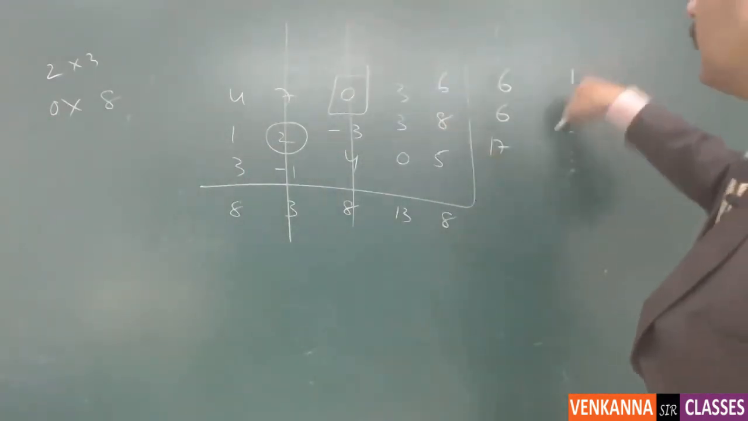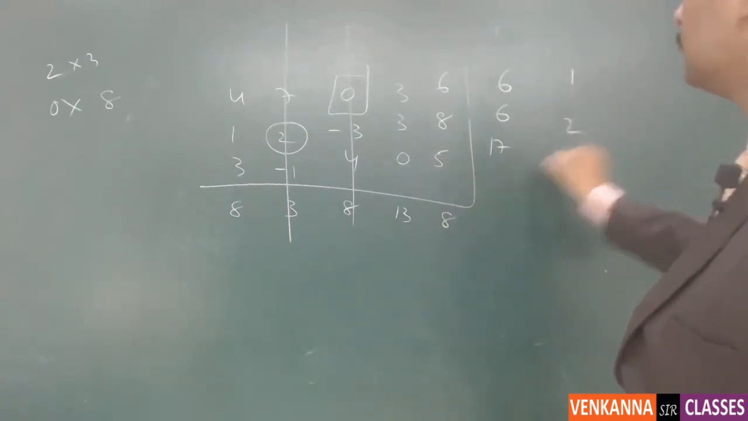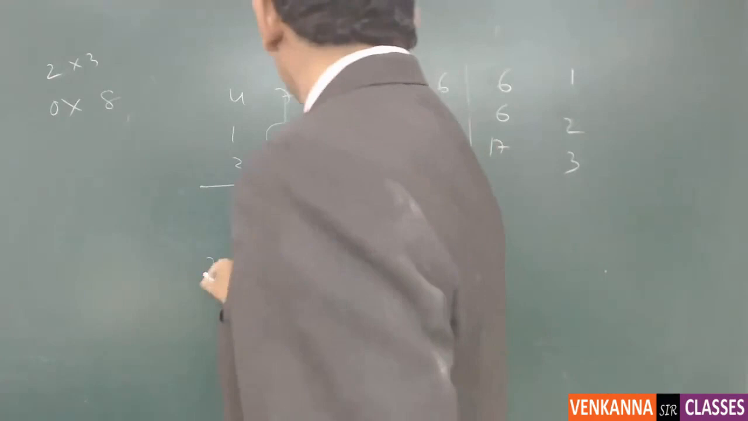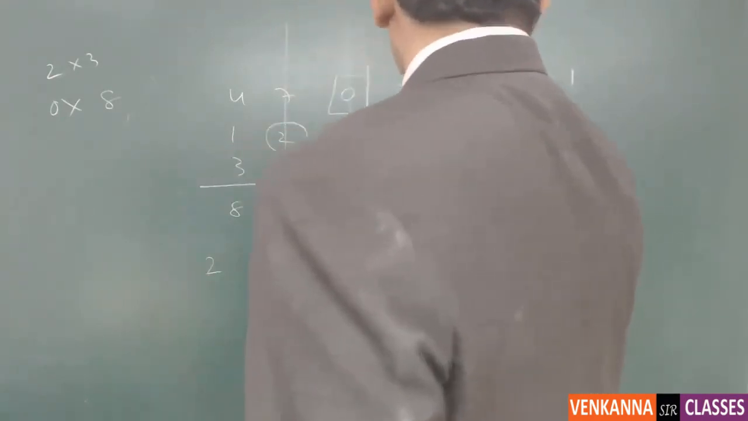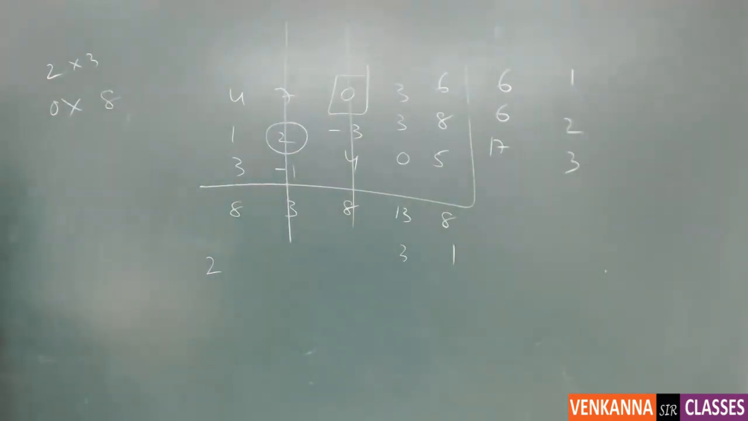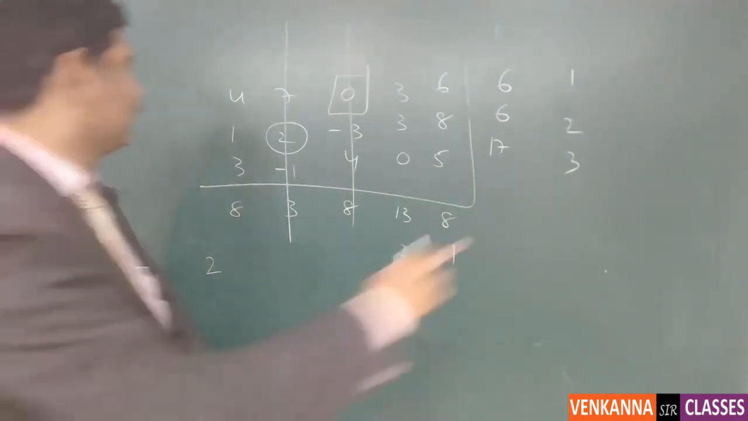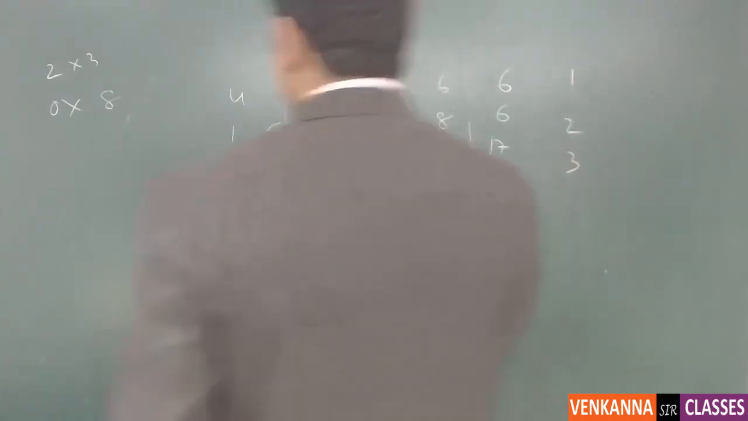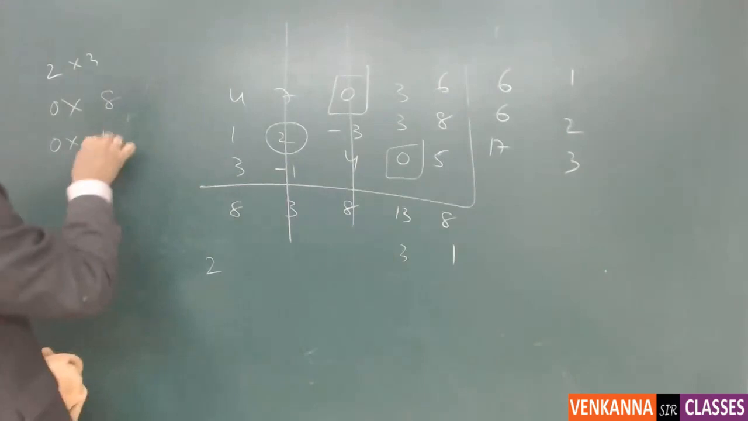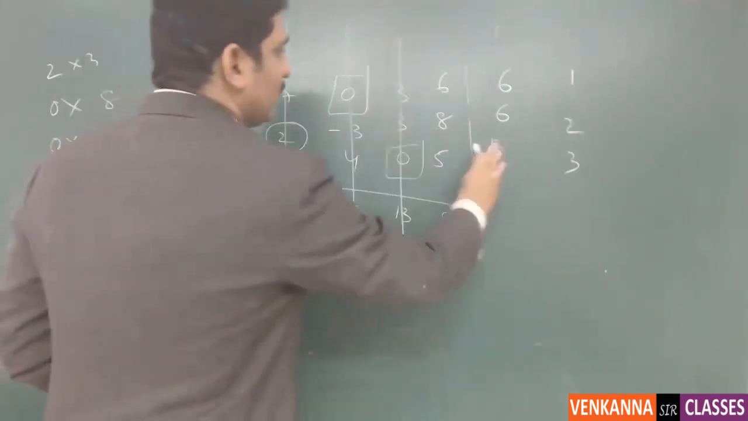So here the penalty will be 1. Here the penalty is 2. Here the penalty is 3. Again penalty 2, penalty 3, penalty 1. Now tell me which one you want to choose. 3 occurred twice, column or row? Row. So if you go for the smallest, it is 0. Take for supply and demand 0 into 13. It gets cancelled, it will become 4.